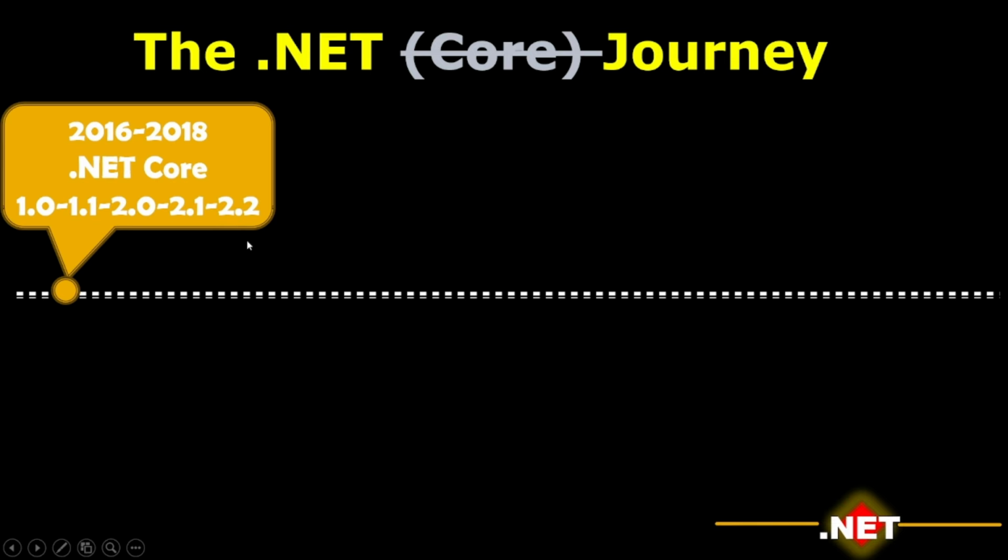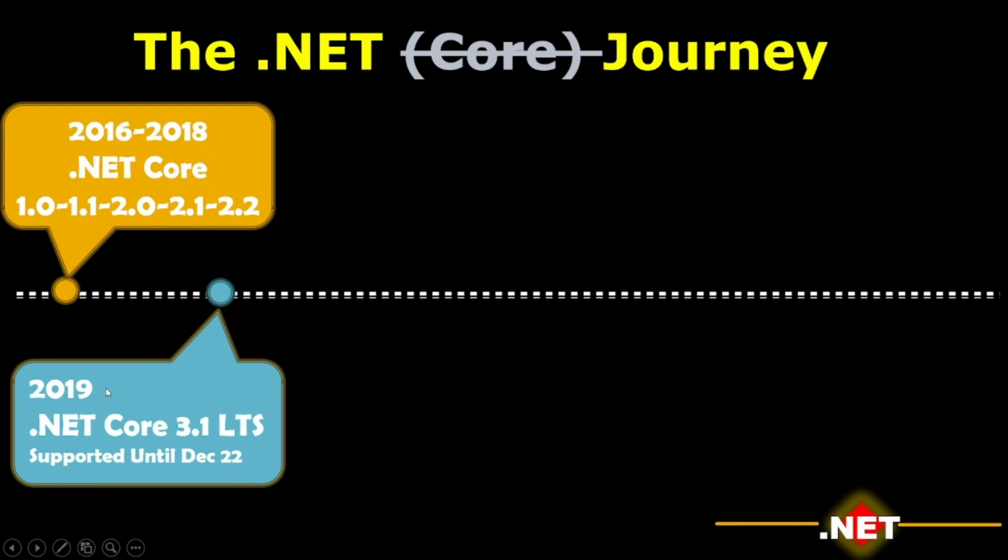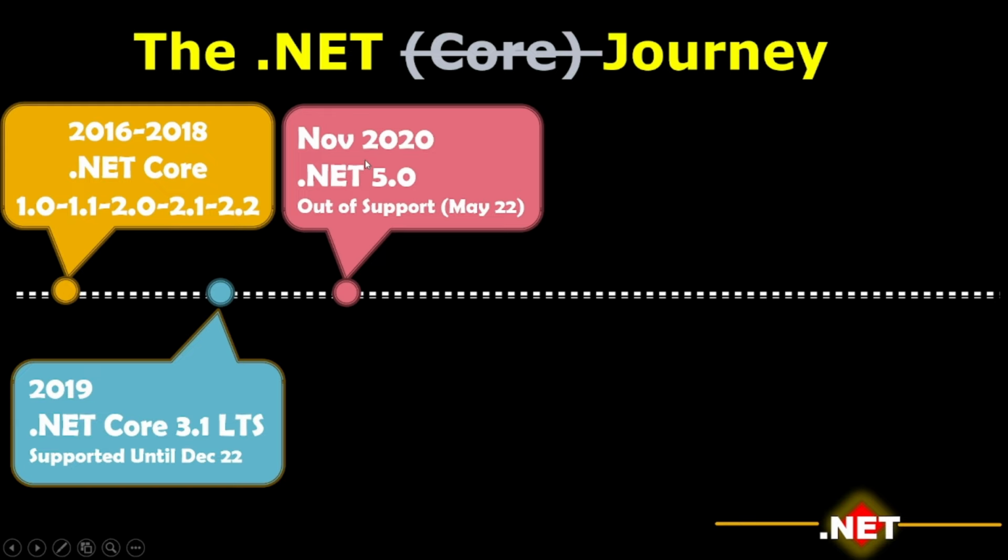If we are looking back into the journey of .NET, it started with 2016-2018 with .NET Core versions 1.0, 1.1, 2.0, 2.1, and 2.2. The next is 2019 with .NET Core 3.1, which had long-term support, and it was supported until December 2022. The next version came in November 2020 with .NET 5, and from here onwards we started calling it simply .NET.